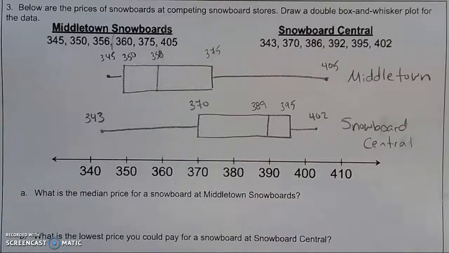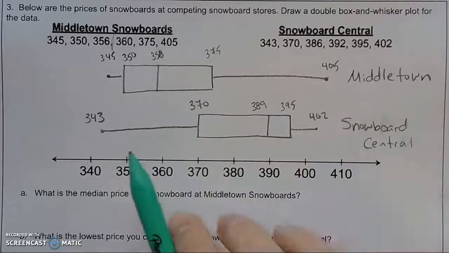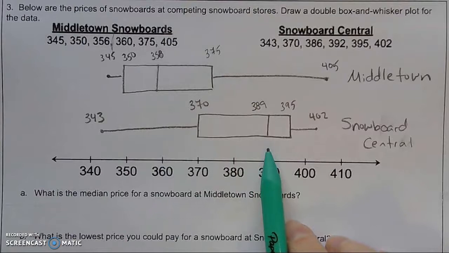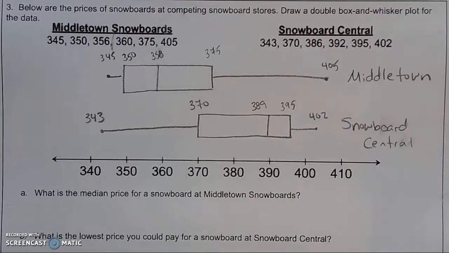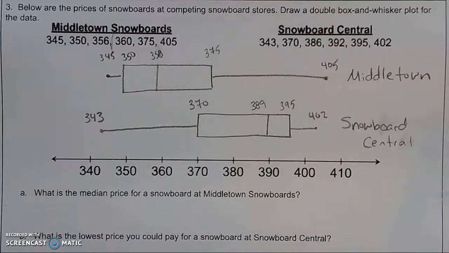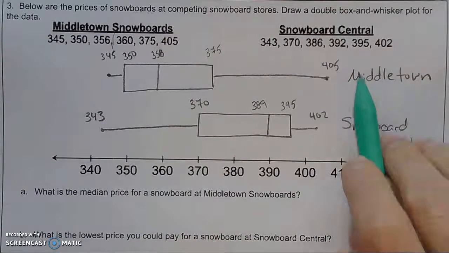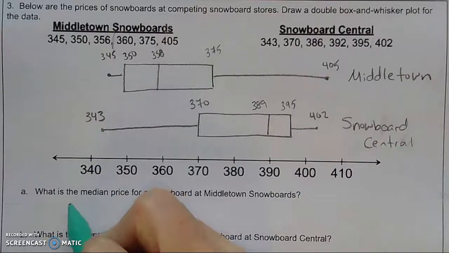All right, so I've graphed that and labeled it with each of my values. You can also see that it matches how my graph looked on my calculator. Now we're just going to answer as many questions as we can before we run out of time. Question number 1: What is the median price for a snowboard at Middletown Snowboards? Middletown Snowboards, median is $358.